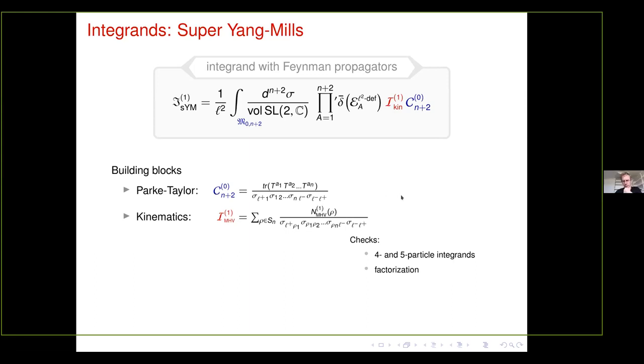I don't see any further raised hands, so maybe I could abuse my position and ask a question myself. So Yvonne, I didn't quite understand to what extent your procedure is now completely algorithmic, and to what extent you still have to be a little bit inventive as to where to put these extra factors of k.